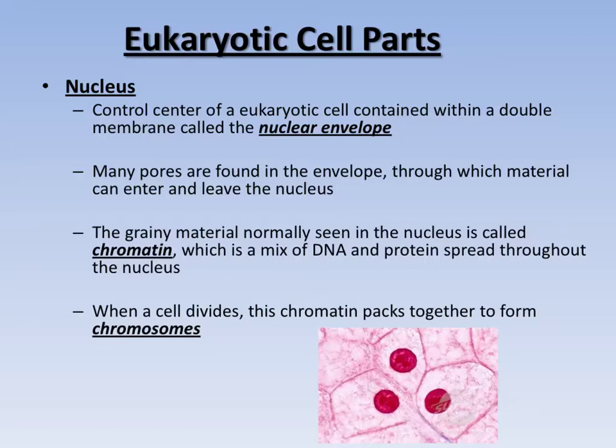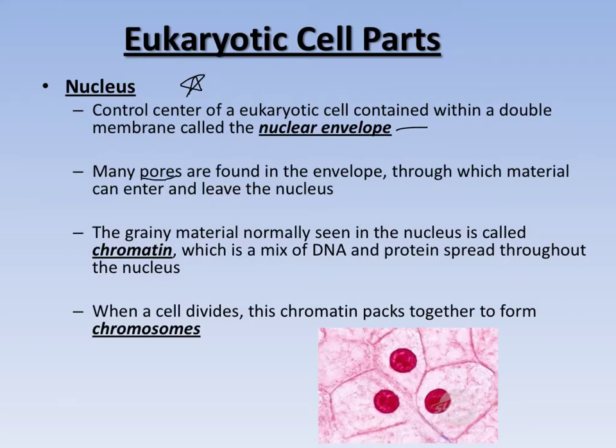Now we're going to start with the nucleus, and with all these structures we are going to look at the cell as though it is a city. So our analogy is that the cell is a city. As we learn each structure's function, we're going to compare that to what the function would be in a city. So the nucleus is our control center of the eukaryotic cell. It is a centrally located structure surrounded by a double membrane, and we call that the nuclear envelope. There's a bunch of pores in that envelope, so it's got holes through which material can enter the nucleus or leave the nucleus.